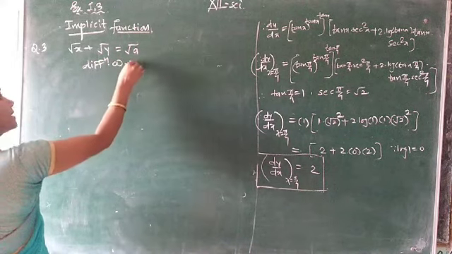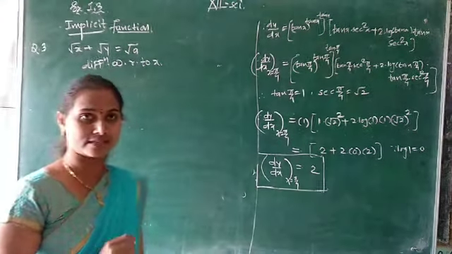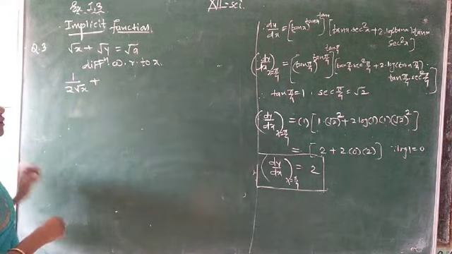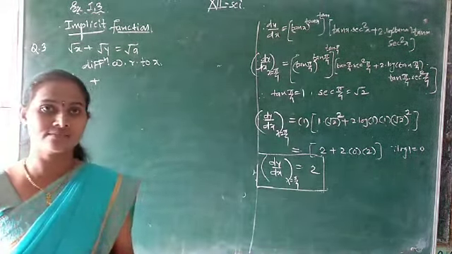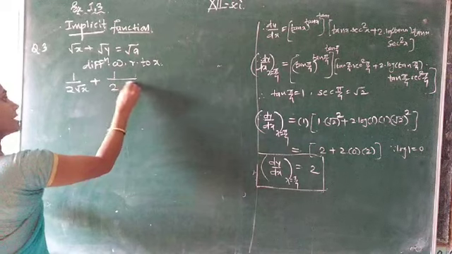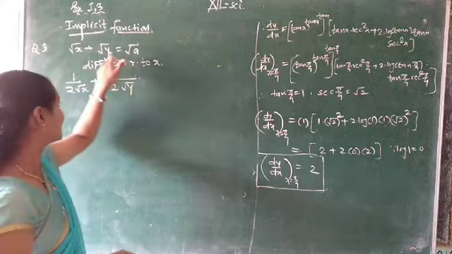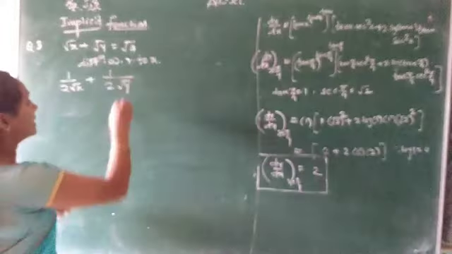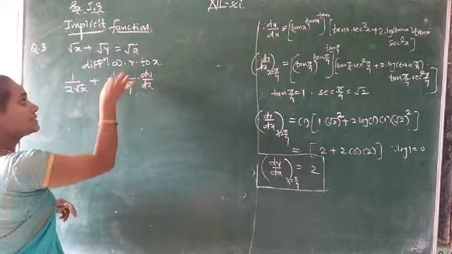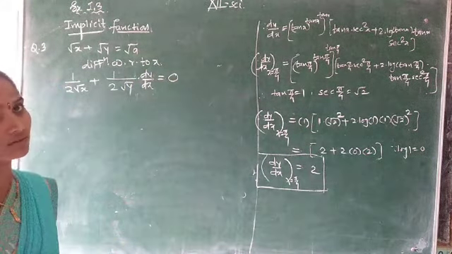So first I differentiate with respect to x. Now all of you know the derivative of root x is 1 upon 2 root x. Plus, now what is the derivative of root y? It is 1 upon 2 root y. But look here, we differentiate with respect to x, so the remaining part is dy upon dx. This is the derivative of y and this is the derivative of root y, which is equal to the derivative of root a, which is 0 because it is a constant.